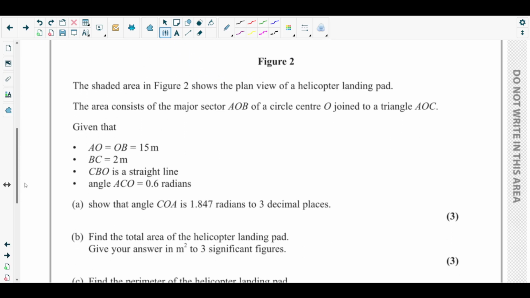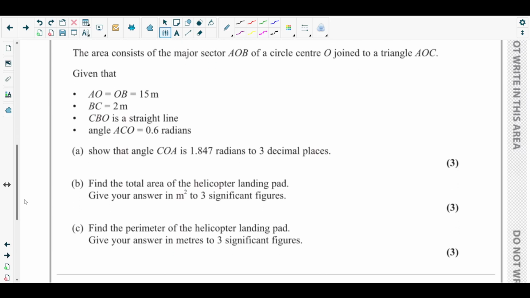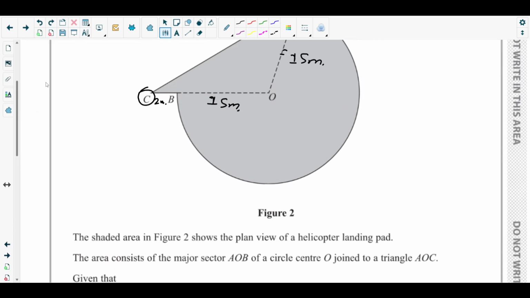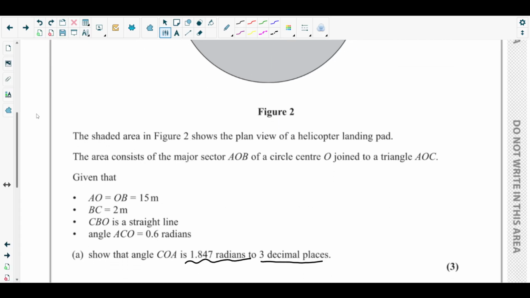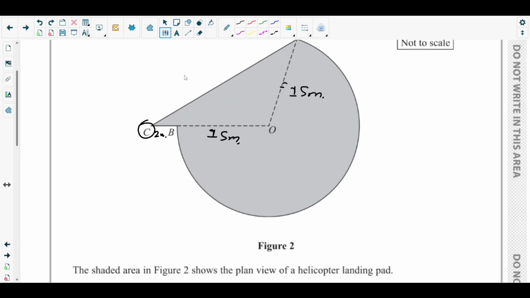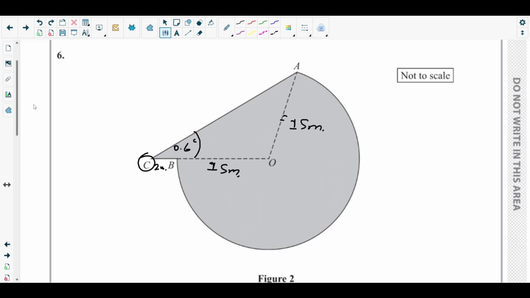Okay. Now part A is asking to show that angle COA is 1.847 radians. We need to consider up to 3 decimal places. Okay, fine. Another thing I missed out: the angle ACO is given as 0.6 radians. Okay, fine. So now this is a question from the radians chapter, but here you need to apply the concepts of trigonometry like sine rule, cosine rule, these stuffs.